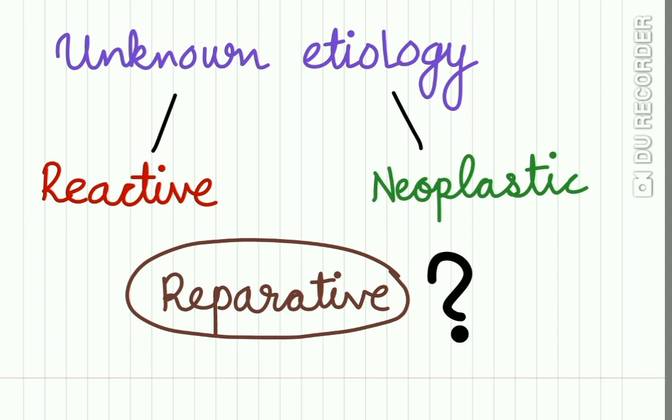The PGCG has an unknown etiology. There is a dispute whether the lesion is reactive or neoplastic. However, most authorities believe that PGCG is a reactive lesion. Since the lesion does not appear to be reparative, the name peripheral giant cell reparative granuloma is inappropriate.